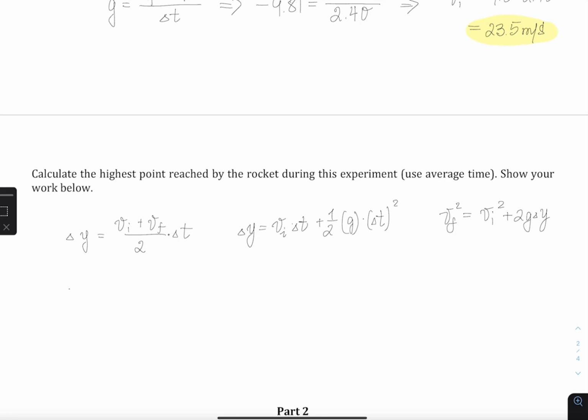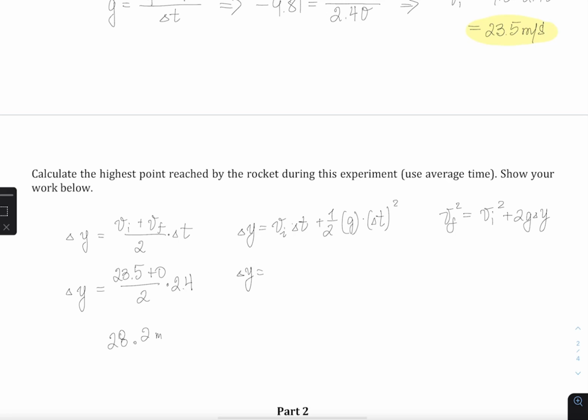So change in y, here I will just straight put the v initial, which is 23.5, we found it, plus 0 over 2 times, now remember, the maximum point will be reached in half the time, so times 2.4. So that gives me 23.5 times 1.2, which gets me 28.2 meters. That's one way.